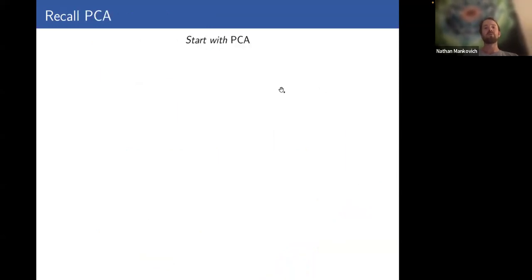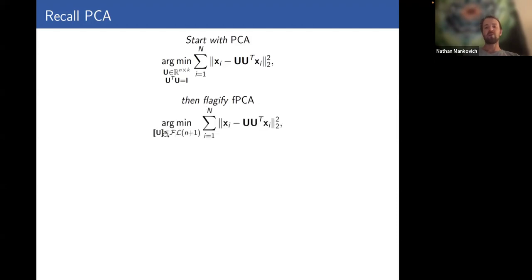But what we want to do is what we're calling flagify these optimization problems, like the actual objective functions. So we start with an algorithm like principal component analysis, which looks like this. This is one way to formulate principal component analysis. And we can think about it as an optimization problem looking for a flag, where we just optimize over a flag.